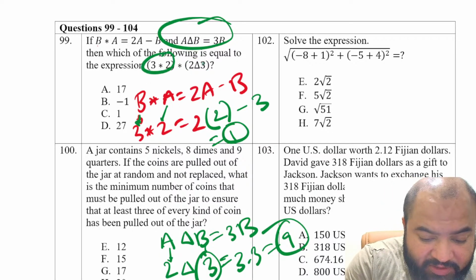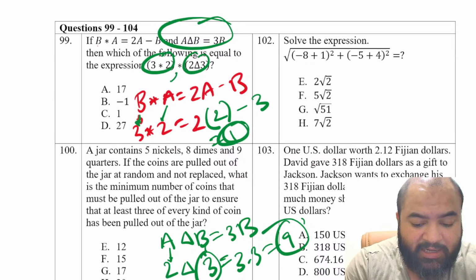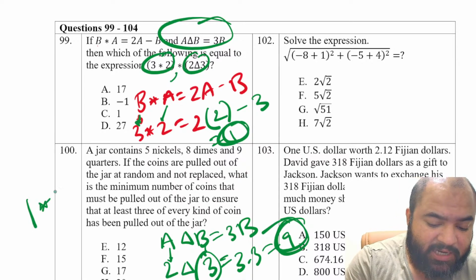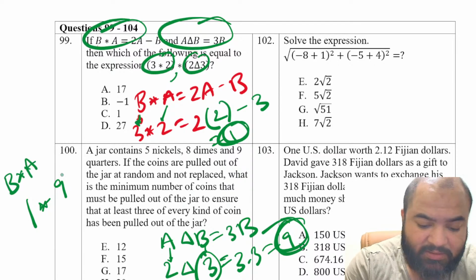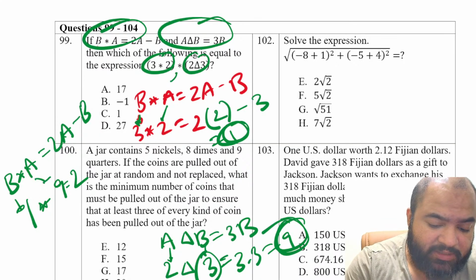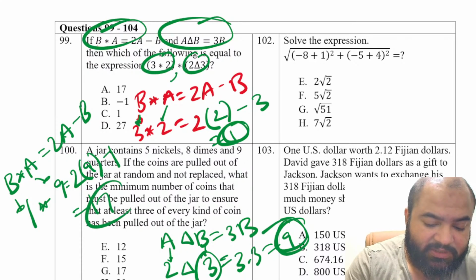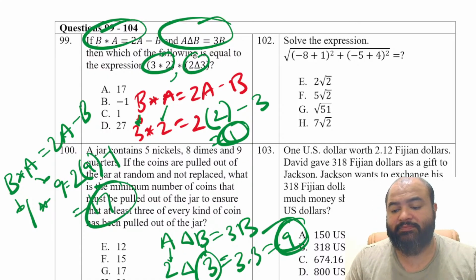Now they said whatever answer you get here and here, do the star thing again, which is 1 and 9. So 1 star 9. I'm going to follow the first one again, which is B star A means 2A minus B. So 1 star 9 means 2 times A, which is 9, minus B, which is 1. So 2 times 9 minus 1, 17. It's about plugging in, that's it.